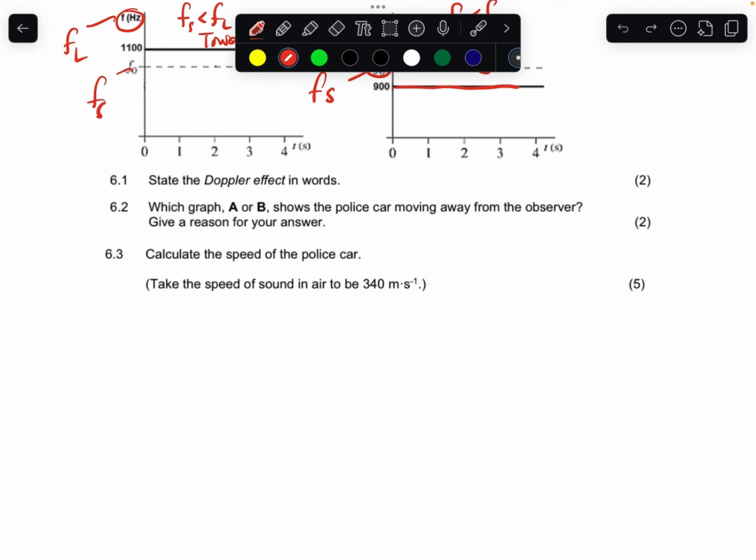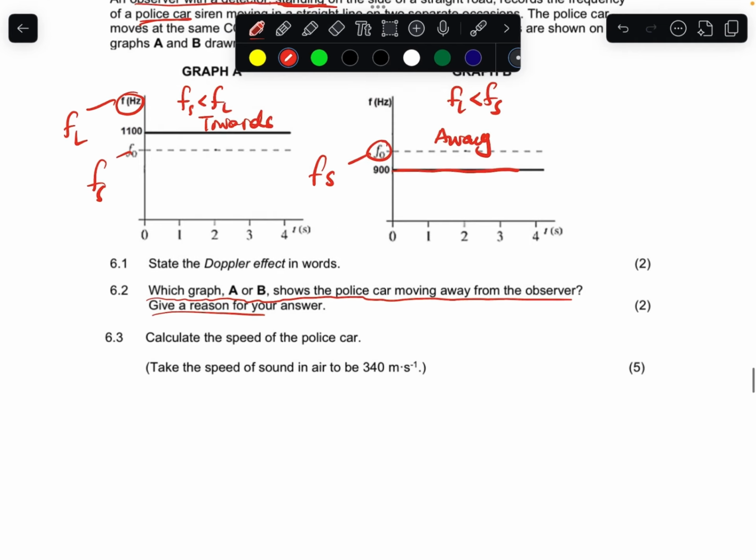6.2. Okay, let's write it there. It's a short question. Which graph, A or B, shows the police car while it moves away from an observer? I already answered that. It's graph B. And give a reason for your answer. We're going to say the frequency of the listener is lesser than the frequency of the source.